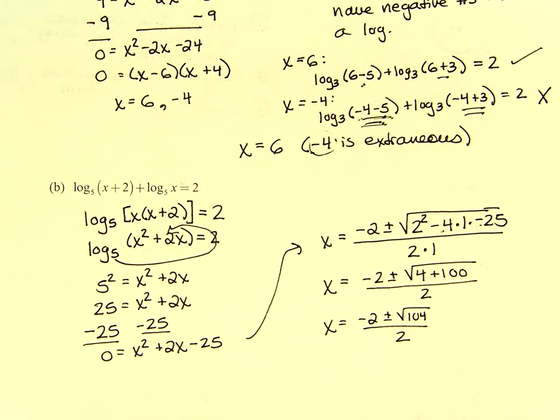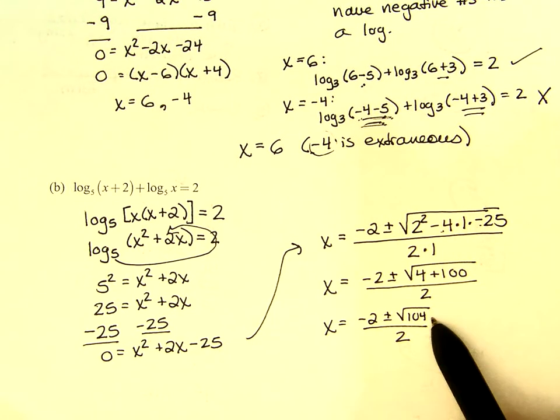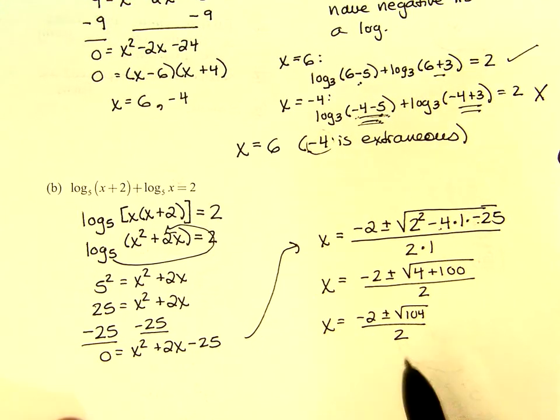Now at this point, I actually want to get decimal answers for these. Because of the whole plugging in and checking for extraneous solutions, it would be a pain to try to plug in negative 2 plus root 104 divided by 2. We're going to instead get a decimal answer and then try to plug those in and make sure we don't end up with a negative inside any logarithm. We've seen the decimals with these things before.